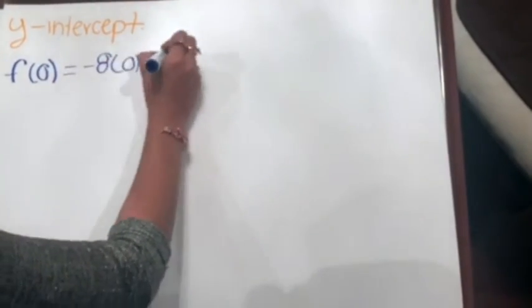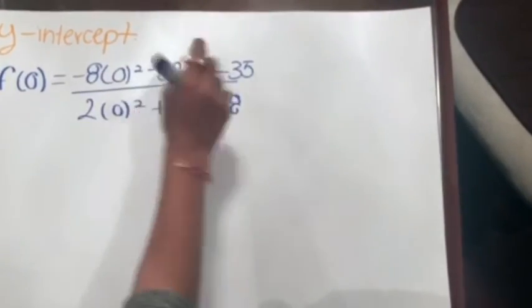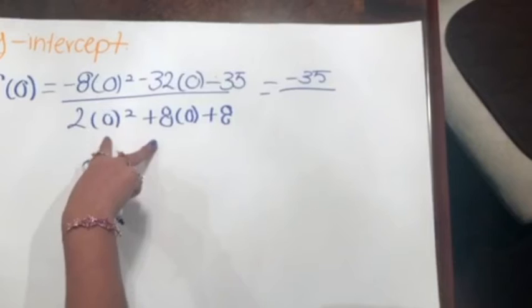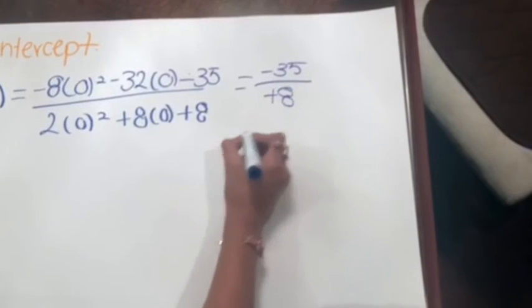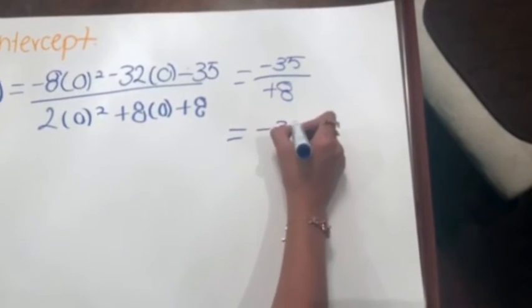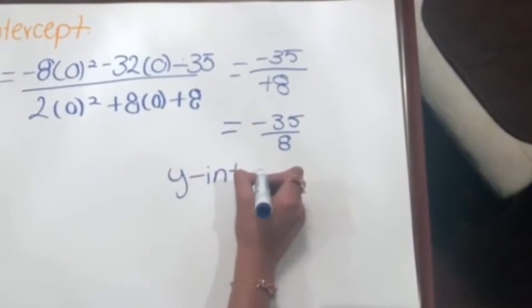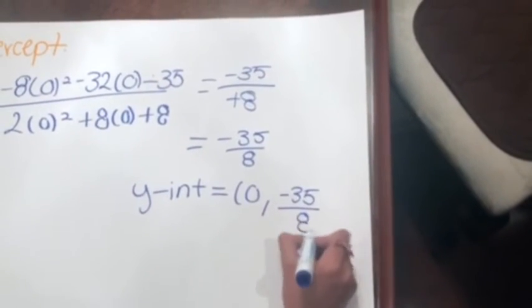The next point we're going to get is the y-intercept, and to get it, we need to set all the values of x to 0. These two values will equal 0, so we're just going to write minus 35. And in the denominator, these two will equal 0 too, so we're just going to write plus 8. And this would be 35 over 8. And as a coordinate, it would be (0, minus 35 over 8).